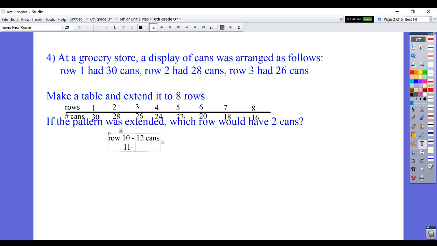You don't have to write this down, but I think that sometimes it's helpful to write it down for yourself. Use your scratch paper. Row 12 would have 8 cans. Row 13 would have 6 cans. Row 14 would have 4 cans. So that means which row would have 2 cans? That would be row 15. All right, so again, use your scratch paper and make sure that you're comfortable then with your answer.